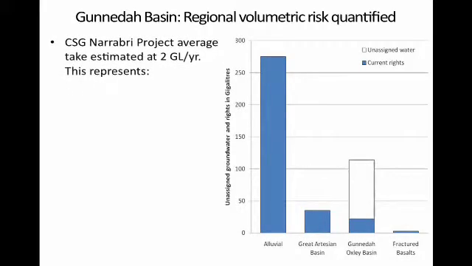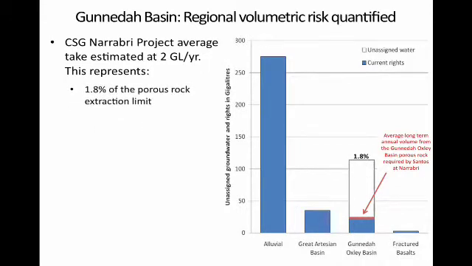Santos estimates that over the life of the Narrabri project, the average volume extracted annually will be 2 gigalitres. This water will be taken from the porous rock sediments of the Gunnedah Basin. As we can see, there is unassigned water in this groundwater source. The 2 gigalitres represents a small proportion, approximately 1.8%, of the sustainable extraction limit as defined in the Murray-Darling Basin Plan. It represents approximately 10% of the current rights in the Gunnedah Basin.